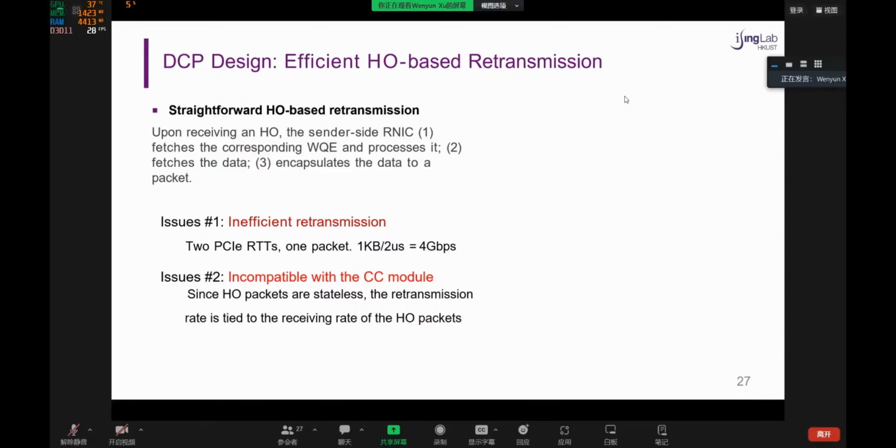The second issue is incompatibility with the congestion control model, or CC for short. Since HO packets are stateless and independent, if we immediately retransmit upon receiving an HO, the transmission rate becomes tied to the arrival rate of HO packets.